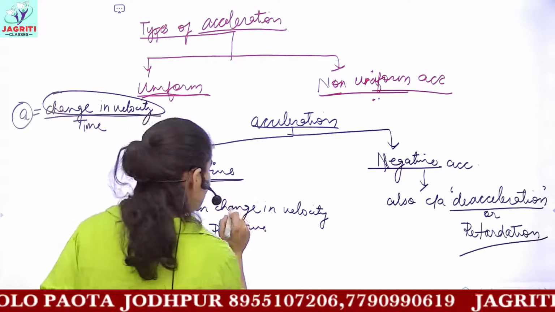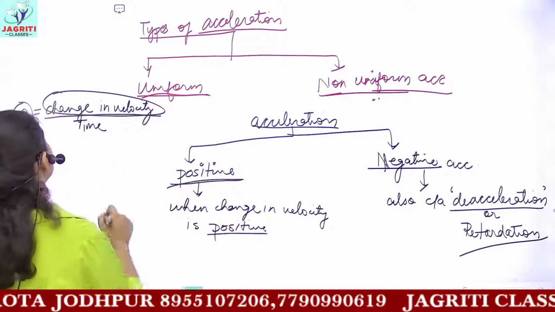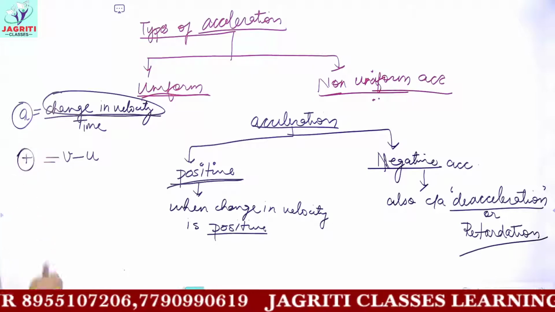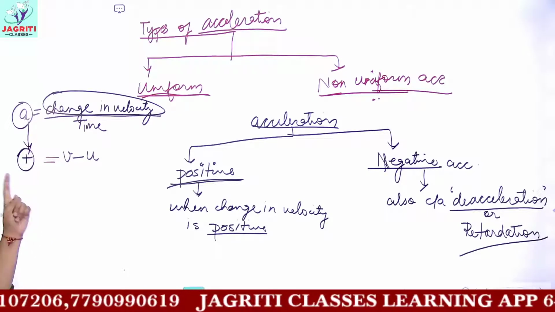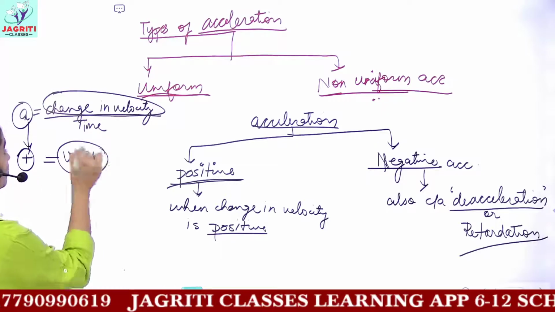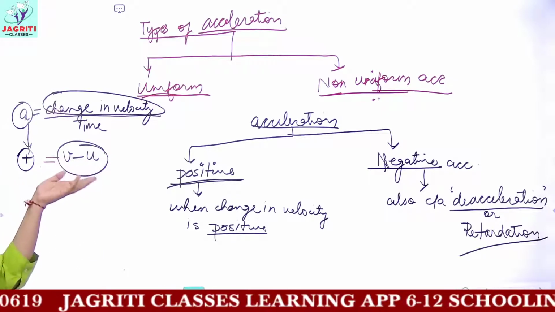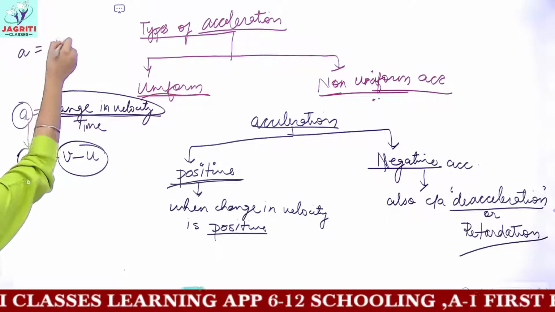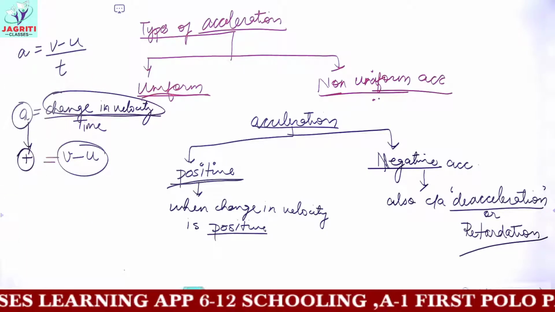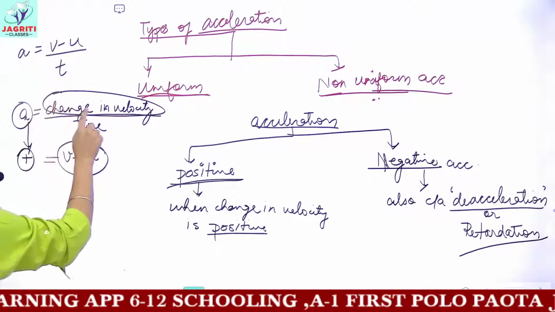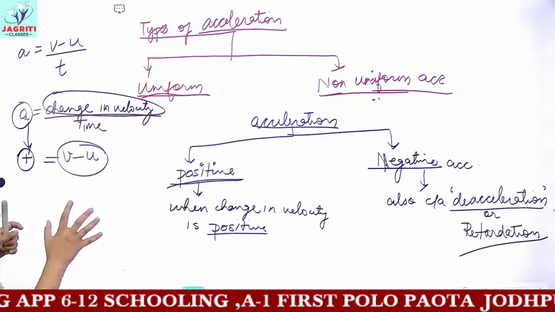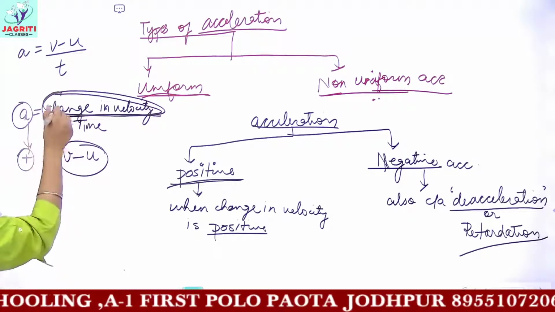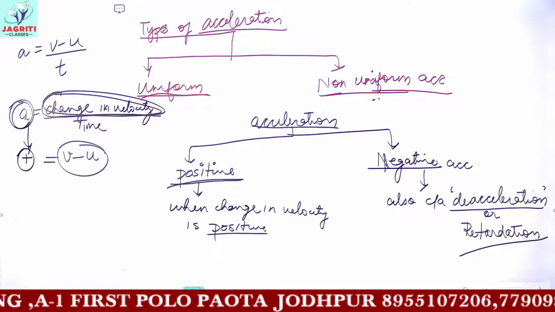If this change in velocity is positive, that is, if the value of v minus u comes to be positive, then acceleration would also be positive. And what is v minus u? V minus u is the change in velocity, because in the formula of acceleration you write v minus u by t. And when the change in velocity is positive, then acceleration will also be positive.